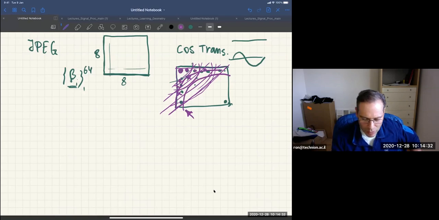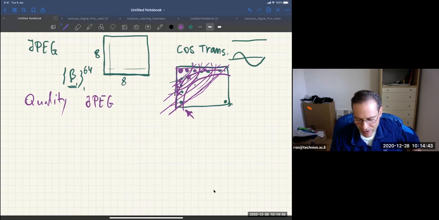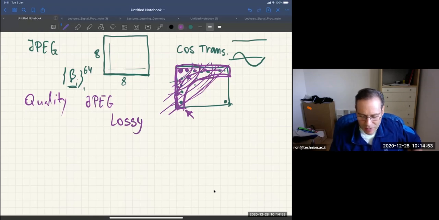Now, when you talk about quality using JPEG, you influence two things. One of them is how many coefficients you take within this transform. I mean, JPEG is a lossy compression idea, so you throw away all these guys usually. And then you walk along these coefficients and you use what is called run length coding. It's a little bit more complicated.